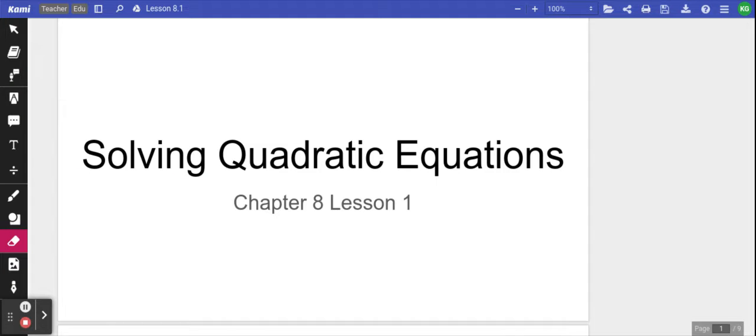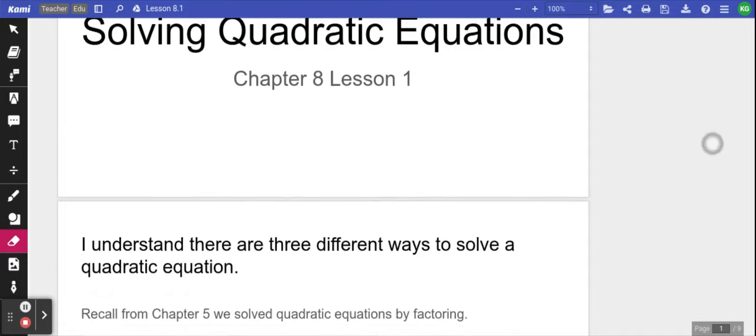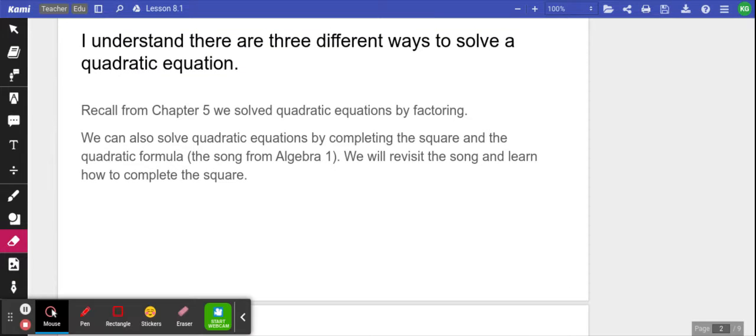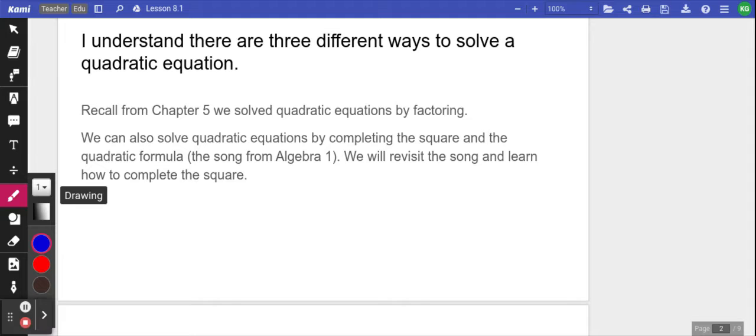Chapter 8, Lesson 1, Solving Quadratic Equations. So far this year, we've learned to solve quadratic equations by factoring. In this chapter, we're going to focus on the other ways to solve quadratic equations.